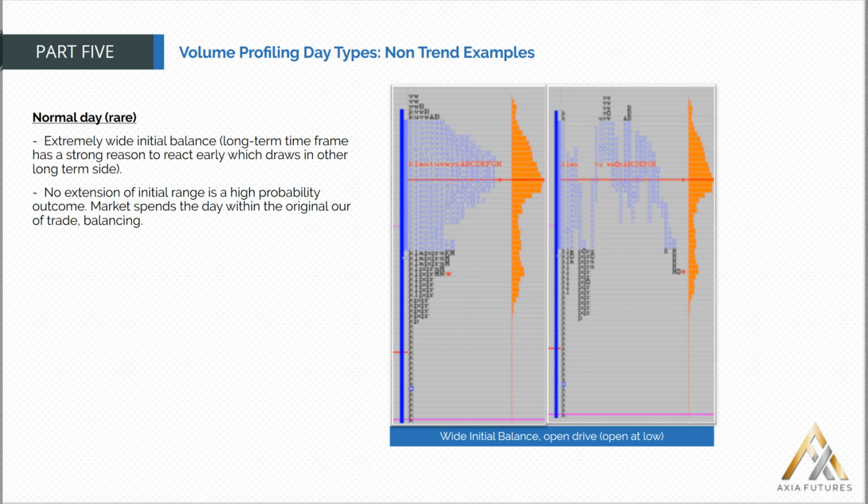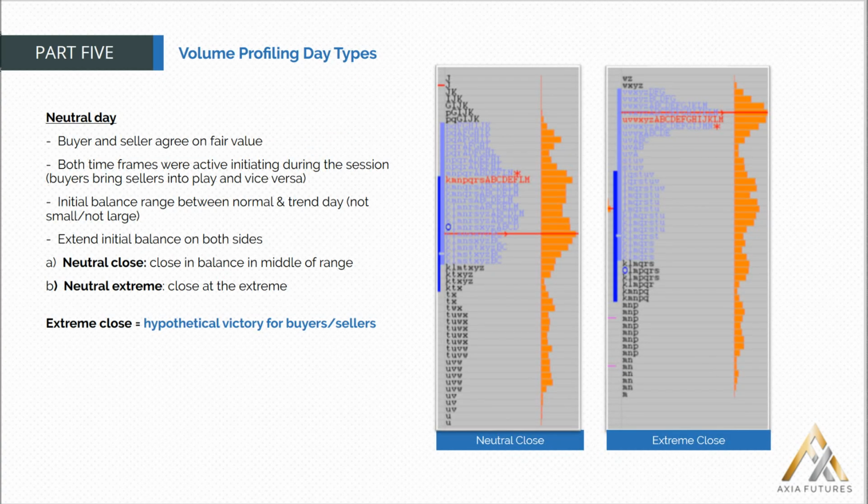So again, remember, if you see an extremely wide initial balance period, that could be an early clue or an identifier that we are likely to have a normal day type. Let's now turn our attention to the next day type, the neutral day.